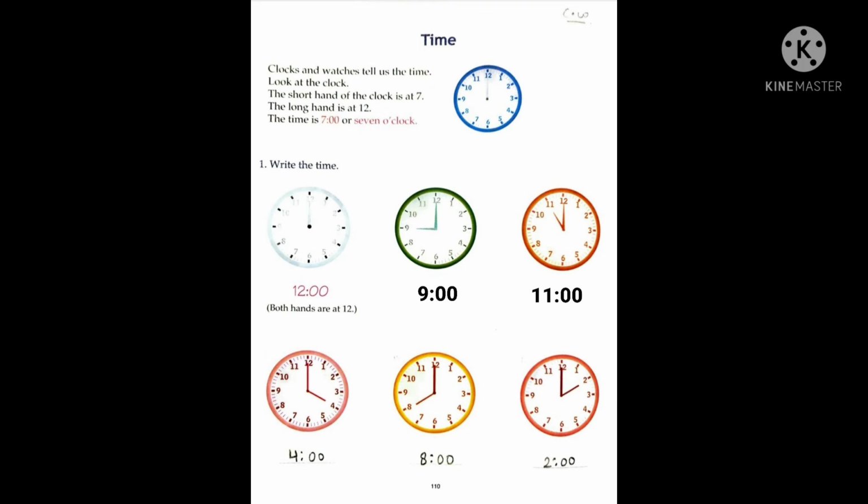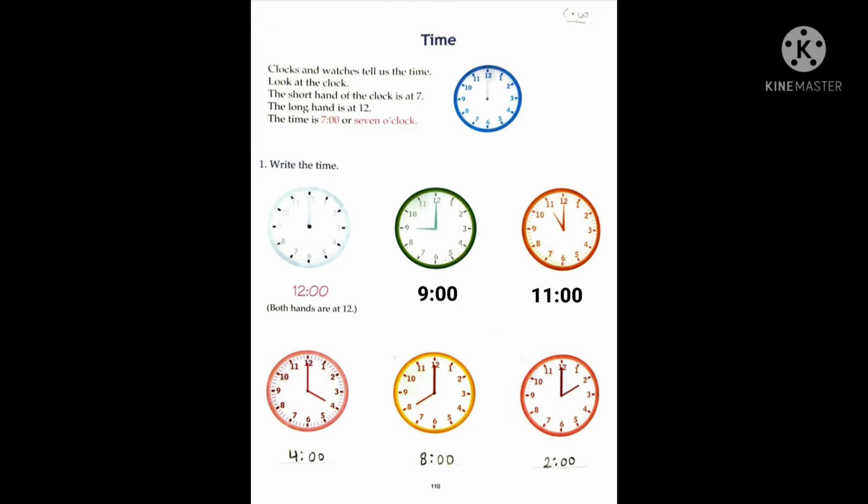Students, now please open your page number 110, mathematics book, time. Clocks and watches tell us the time. Look at the clock. The short hand of the clock is at 7. The long hand is at 12. The time is 7 colon 00 or 7 o'clock.